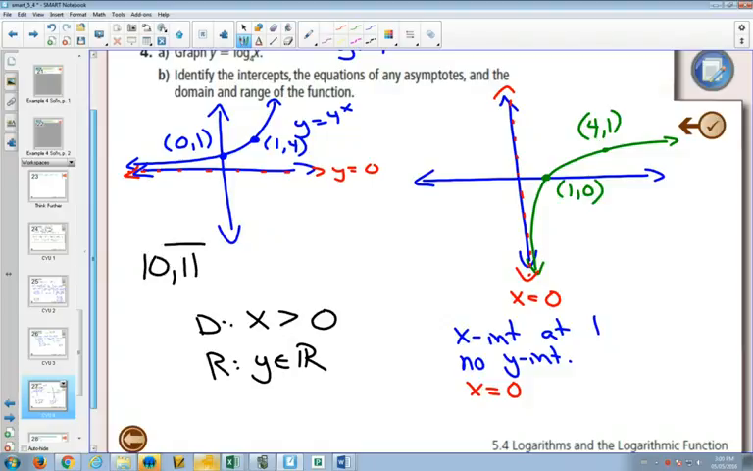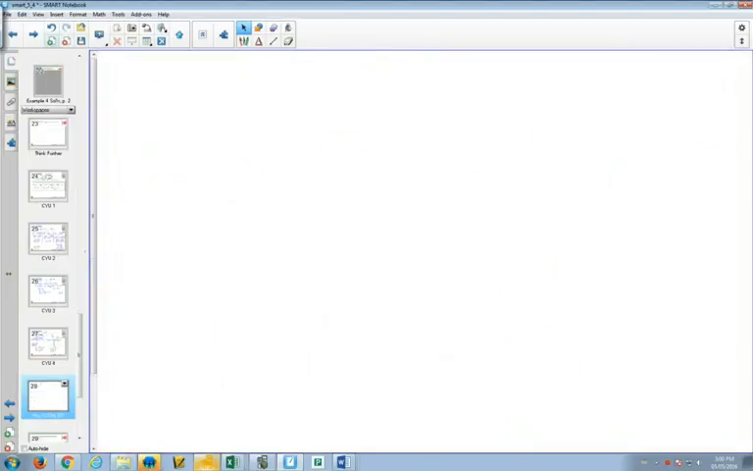Questions you can do for graphing are 10 and 11. And what I'm going to get you guys to do now is just at the bottom of page 378.